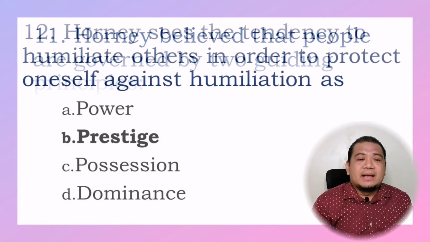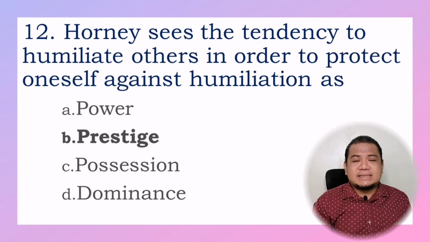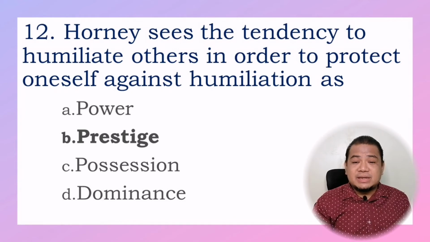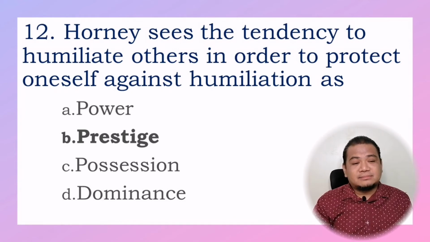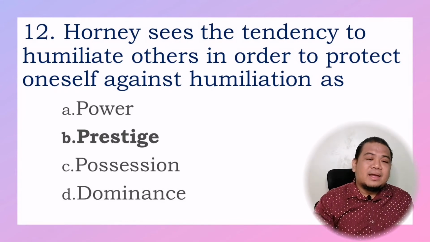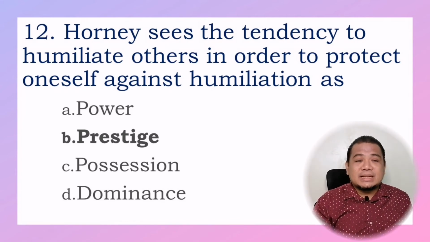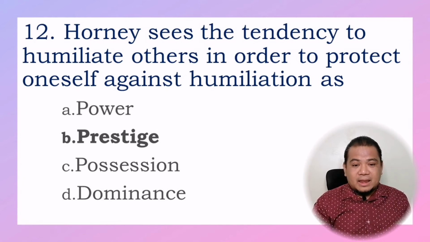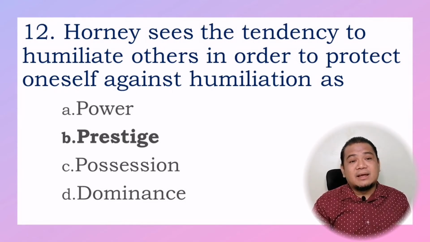self. Number 12. Horney sees the tendency to humiliate others in order to protect oneself against humiliation as letter B, prestige. Neurotics may also try to protect themselves by striving for power, prestige, or possession. Prestige is a protection against humiliation and is expressed as a tendency to humiliate others.